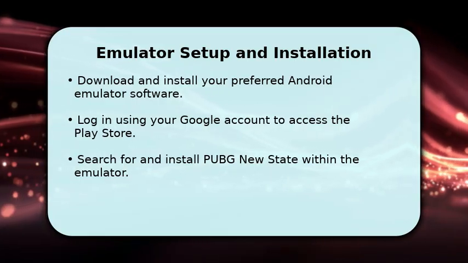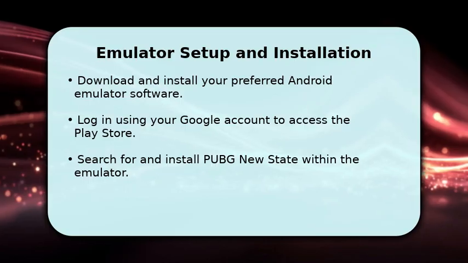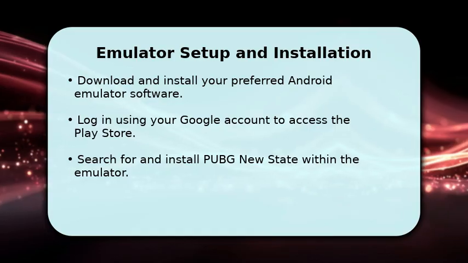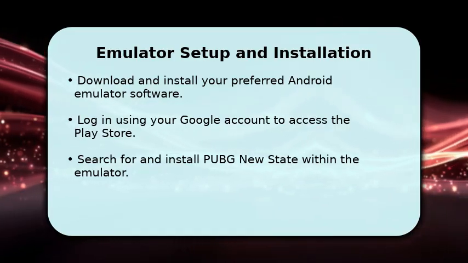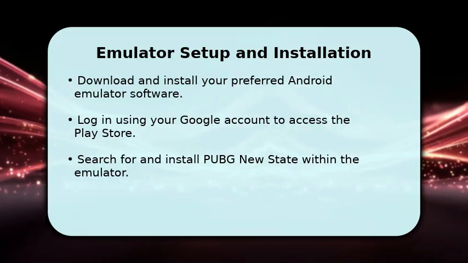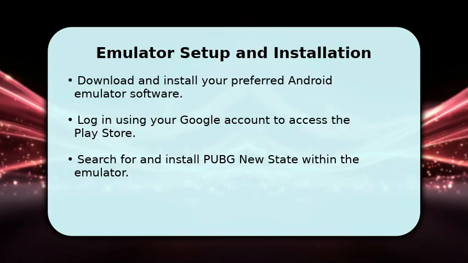After installation, launch the emulator and sign in with your Google account, just as you would on a mobile device. This grants you access to the Google Play Store, where you can easily find and install PUBG New State, typically a download of about 1.5 gigabytes.